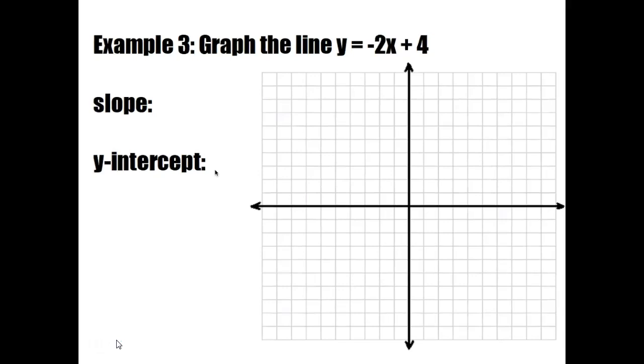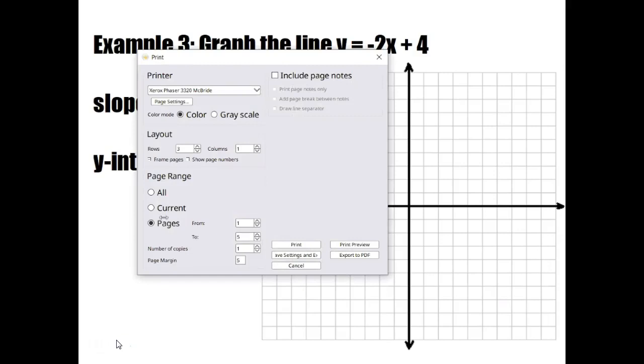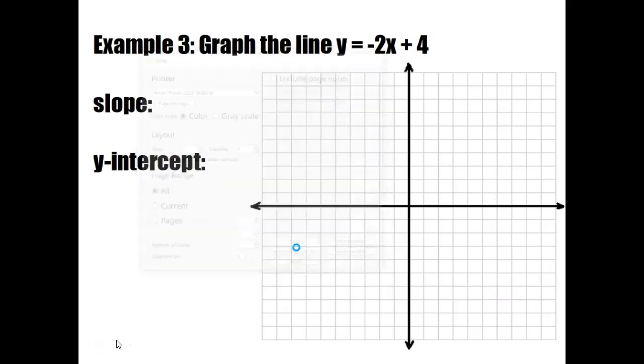Okay, example 3. Sure, Sierra. Good. Sorry, just a little louder for me. Perfect. That slope is -2. And what's the y-intercept? Perfect.